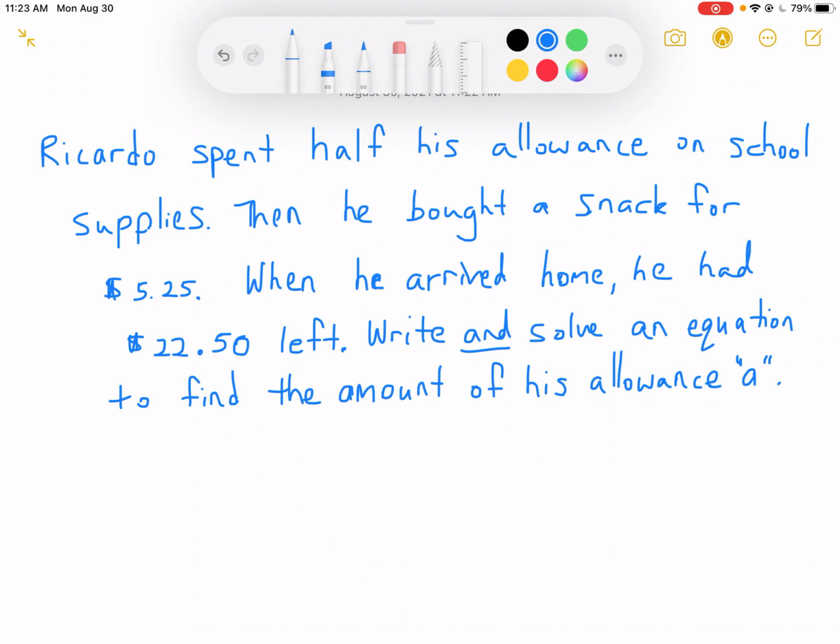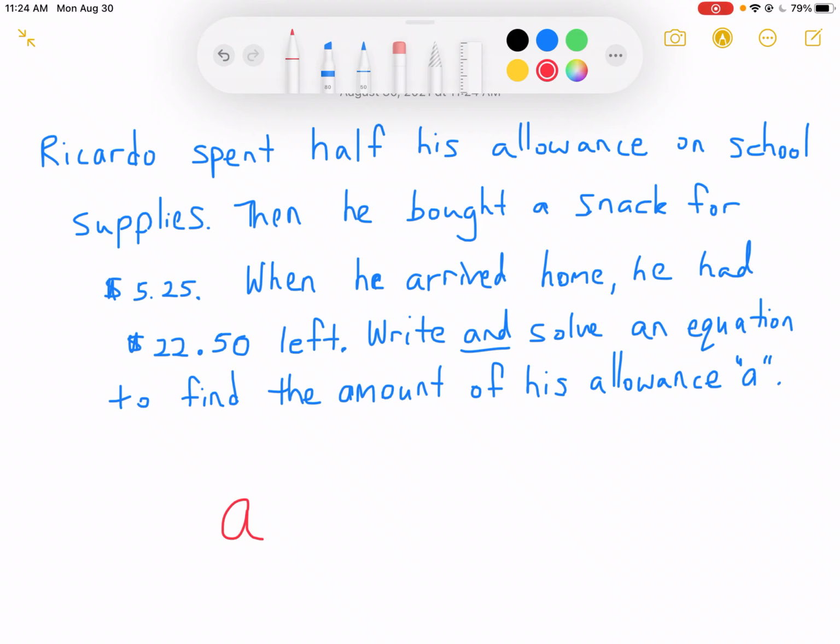It says Ricardo spent half of his allowance on school supplies. Then he bought a snack for $5.25. When he arrived home, he had $22.50 left. Write and solve an equation to find the amount of his allowance, A. So we're going to use A as the letter, the variable, to describe how much his allowance was to begin with. Okay?